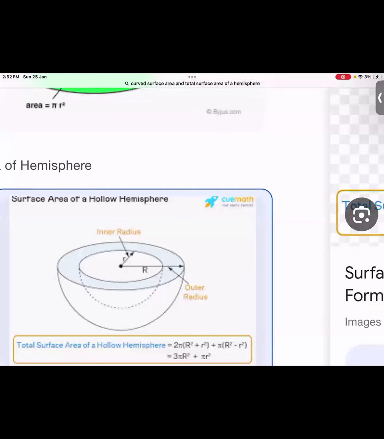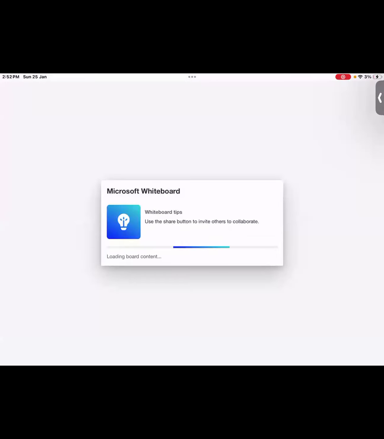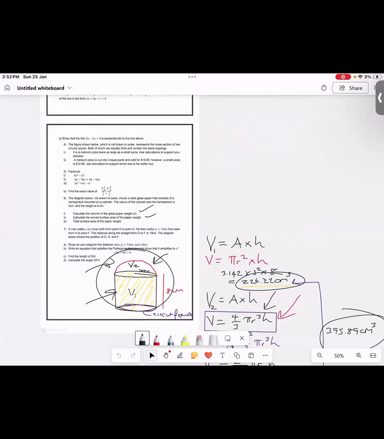All right, nevertheless, let's move on, right? Some questions are going to be challenging. You can just type it in on Google, you know. Just type in curved surface area and total surface area. Okay, all right. It was just me showing you that it's there. You can always search it for yourself. Okay. All right, so we take care of that question to an extent, right?